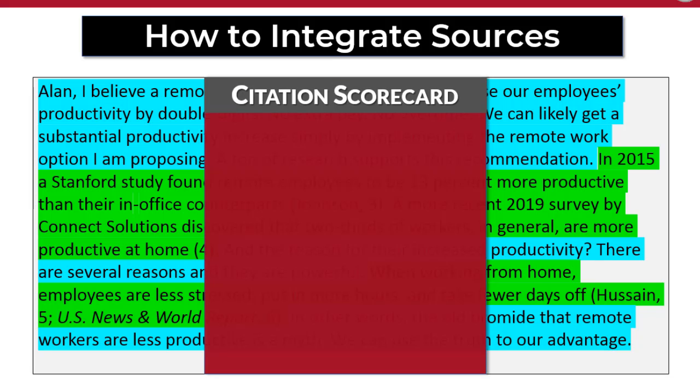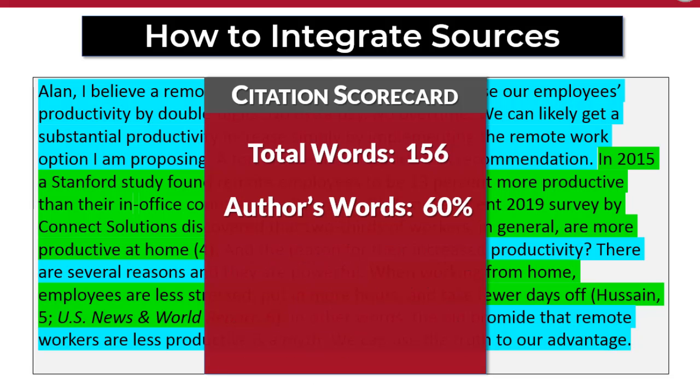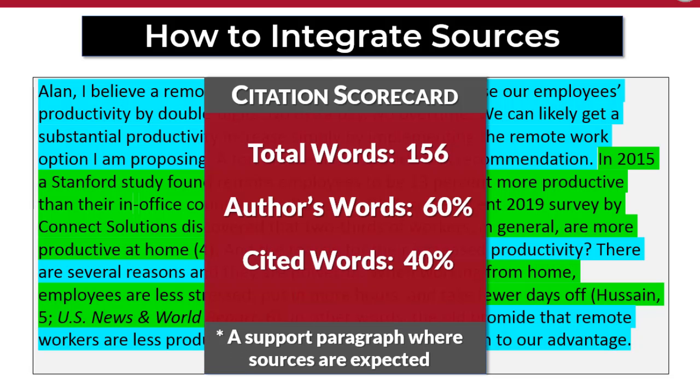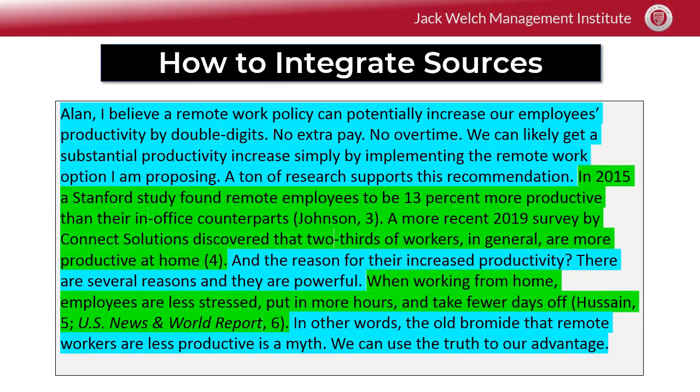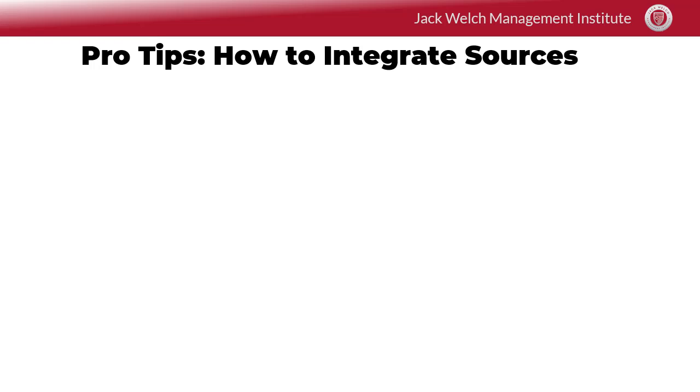Here, our model paragraph has 156 words total. 60% of them are the author's own thoughts, conclusions, and other words. Only 40% of the words refer to material from sources that are cited. Now also keep in mind that this is an example of an internal support paragraph where source usage is expected. But even so, the majority of the words in the paragraph are the author's own. Now, some pro tips for source integration.